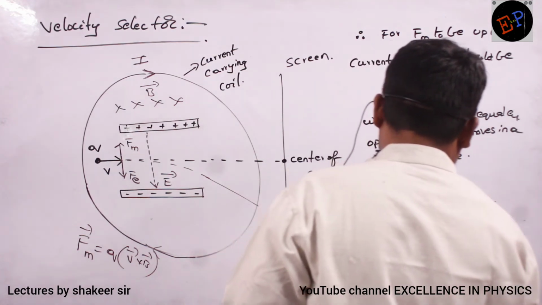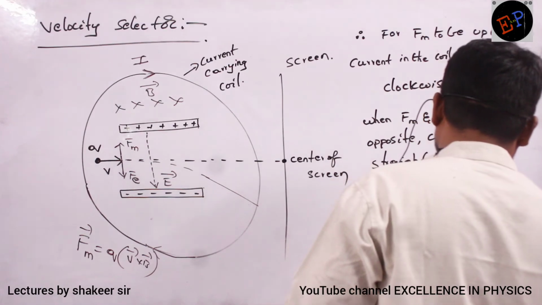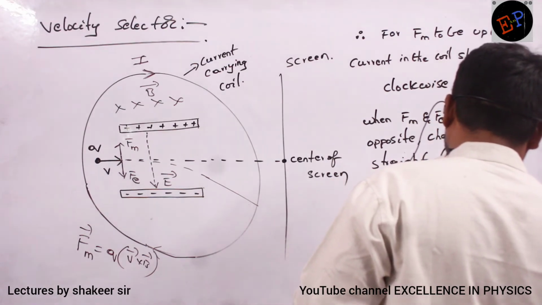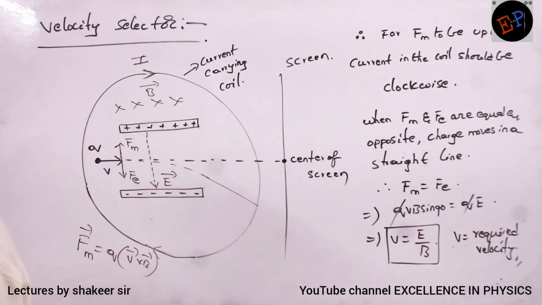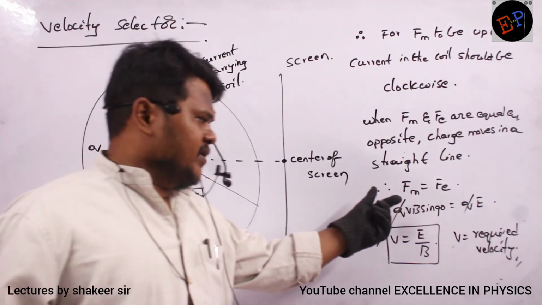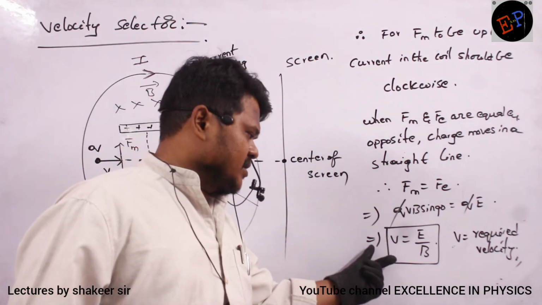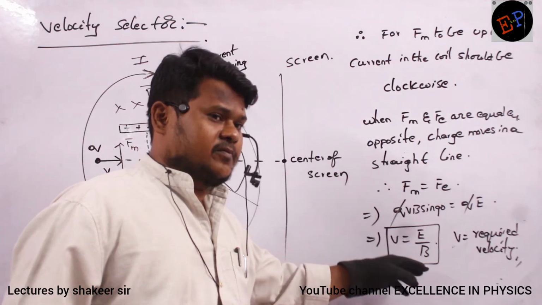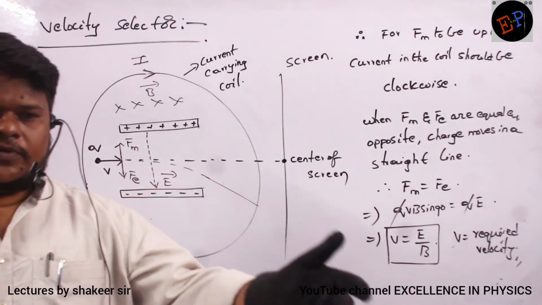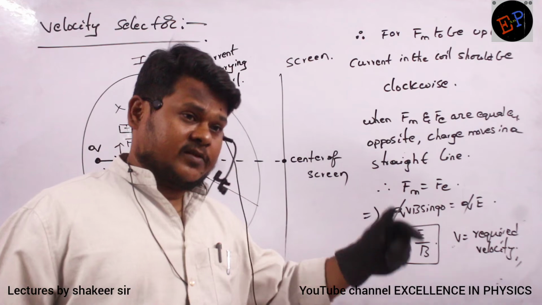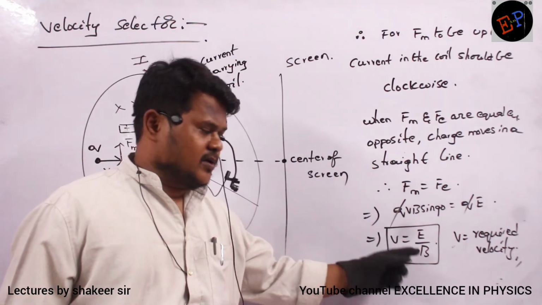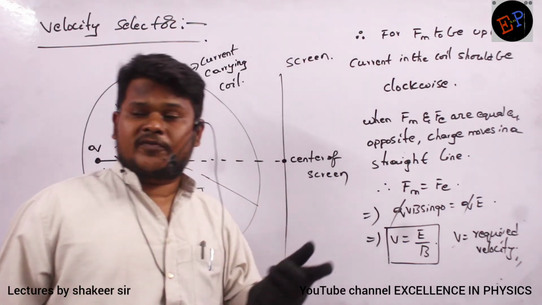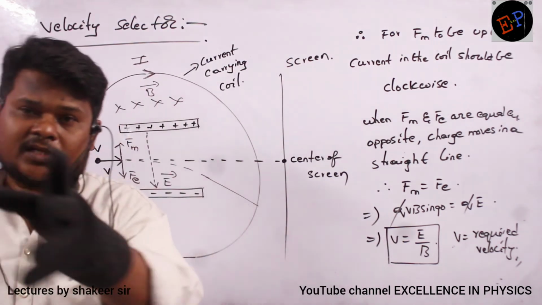Okay? So V is what? My required velocity. Are you able to understand? Okay? So therefore, Fm and Fe are equating. Then what is the equation of velocity I got? E by B. What is E? Strength of electric field. B? Strength of magnetic field. So if you divide the magnitudes of strength of electric field and magnetic field, whatever value I get, charge if it moves with that velocity, then it will move in a straight line.